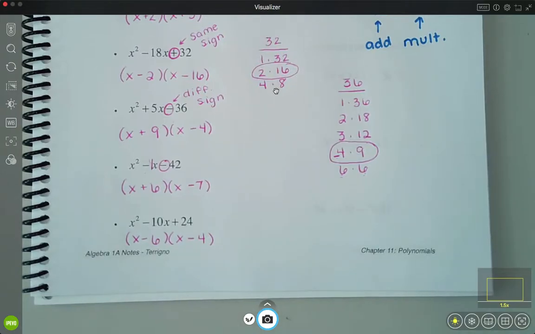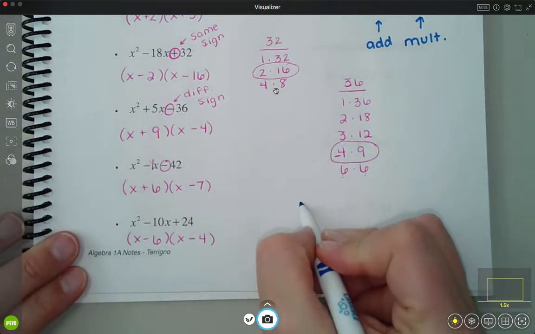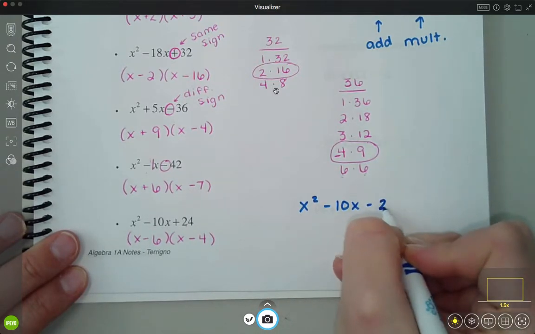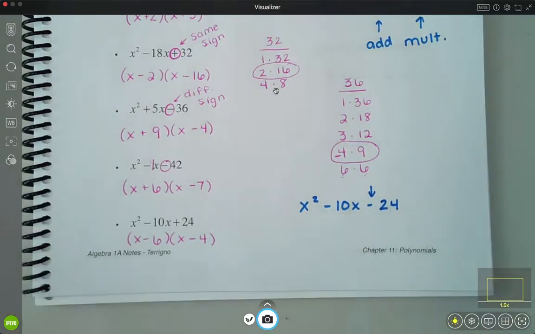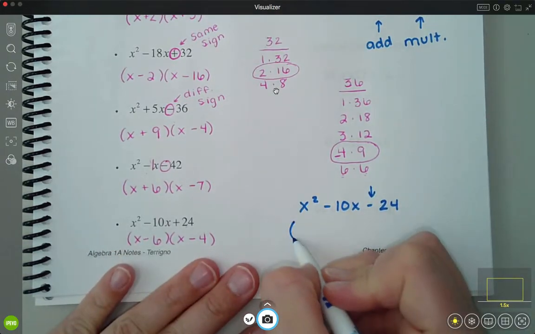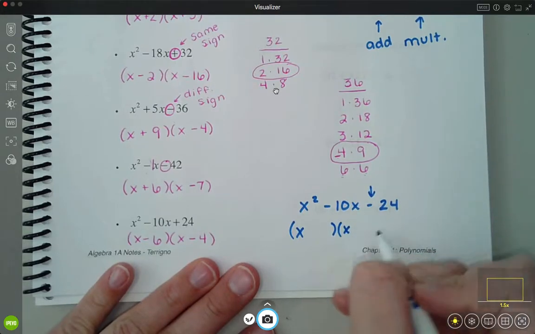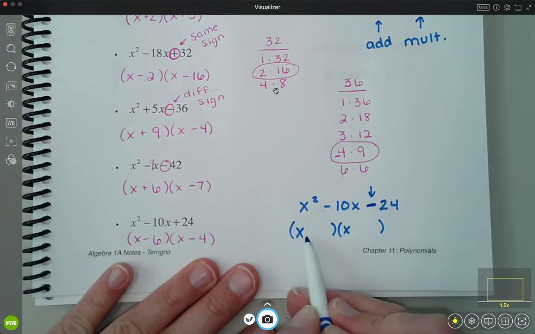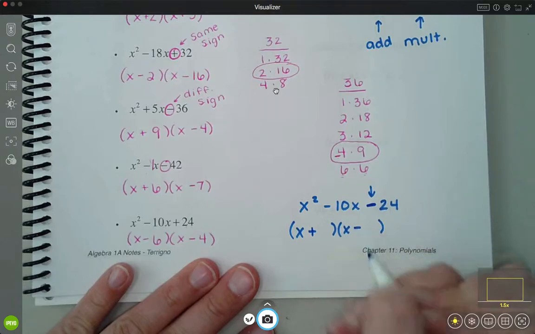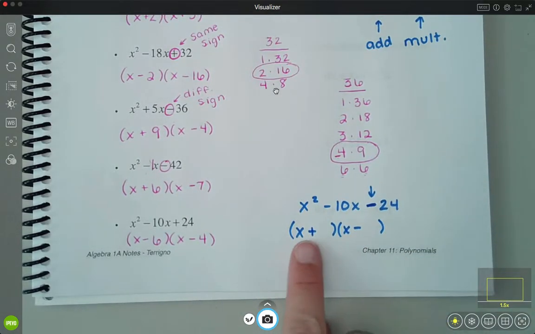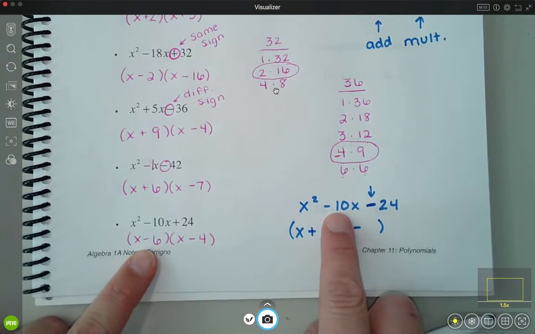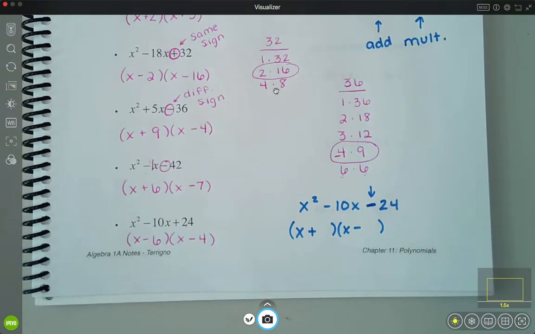If this problem had looked like this, x squared minus 10x minus 24, all I did was change this to a negative sign. That's going to change my answer completely, okay? Because now, with this negative sign here, I need two different signs. I need one plus and one minus to make a negative 24. And so if I'm using one plus and one minus, 6 and 4 aren't going to work for me anymore, because 6 minus 4 would give me a 2 in the middle.